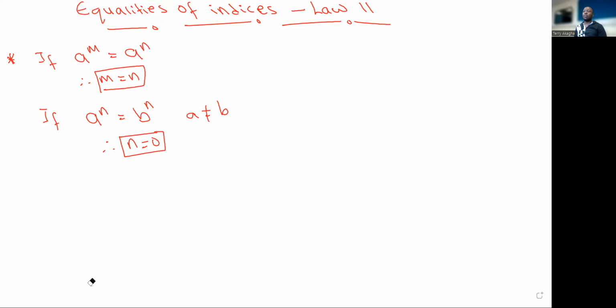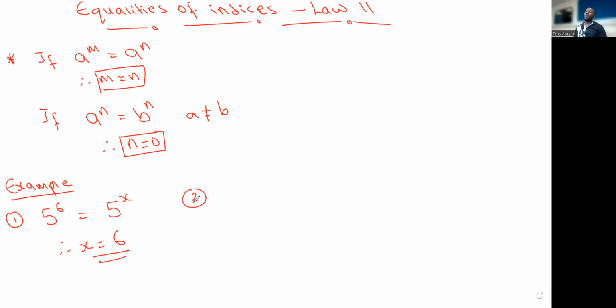All right, let's pick some examples. Right, so the first one is that if we have 5 raised to the power 6 is equal to 5 raised to the power x, so therefore, x must be equal to what? So you can see a raised to the power m is equal to a raised to the power n. If the bases are the same, the powers too must be the same. So that means x must be equal to what? 6.